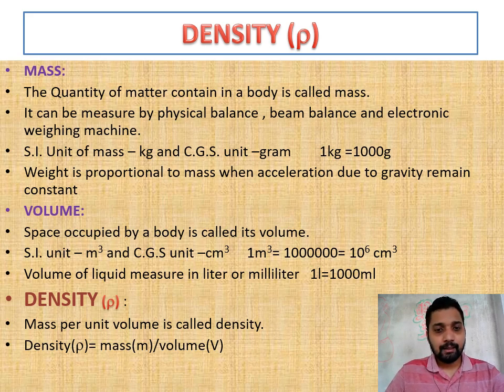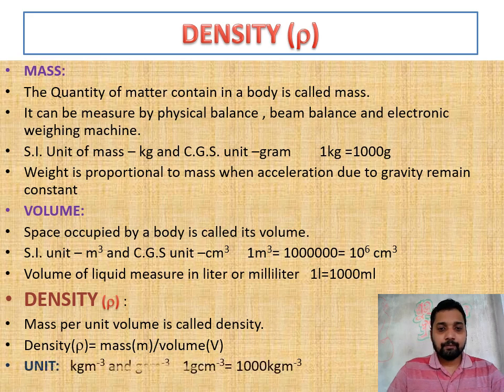Now to their unit. If we look, mass has the SI unit kg, and volume has the SI unit meter cube. So kg by meter cube or kg per meter cube. And the CGS unit is gram by cm cube or gram per cm cube. The relation is 1 gram per cm cube equals 1000 kg per meter cube. This is the unit for density. Now we'll look at how to calculate density of a regular solid, irregular solid or liquid.